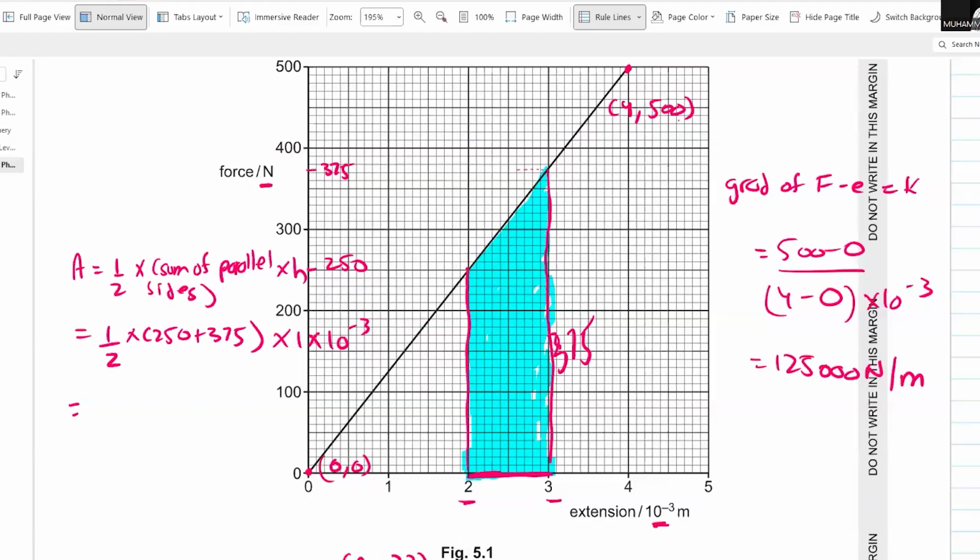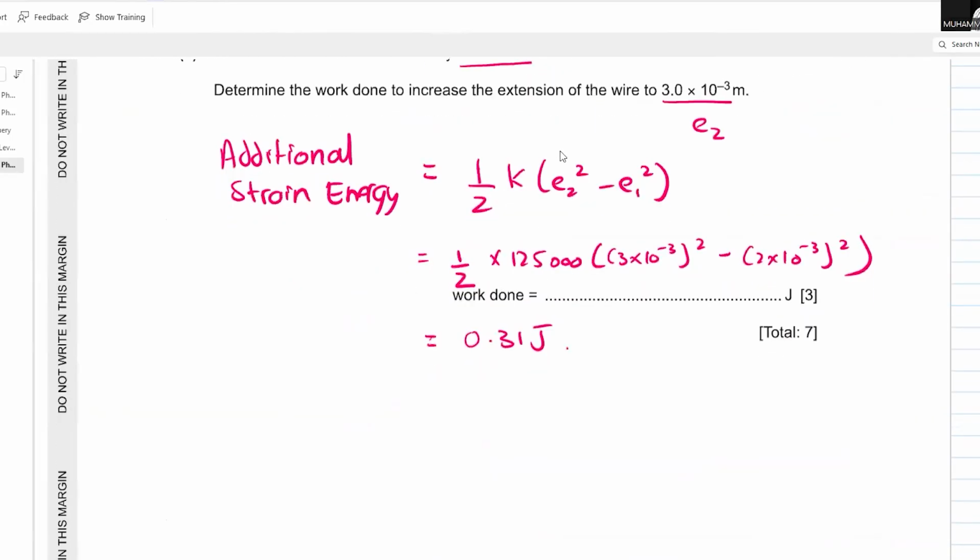What will your answer come out to be? Let's calculate. 1 into 10 raised to the power of minus 3. This comes out to be 0.31 joules again. Okay. So this can be your method number 2. And if you remember the formula of additional strain energy, that's well and good. That could be your method number 1.